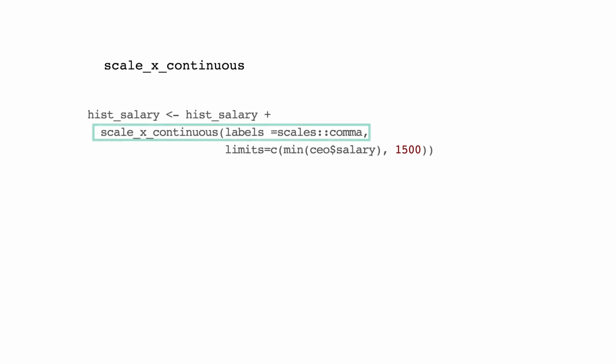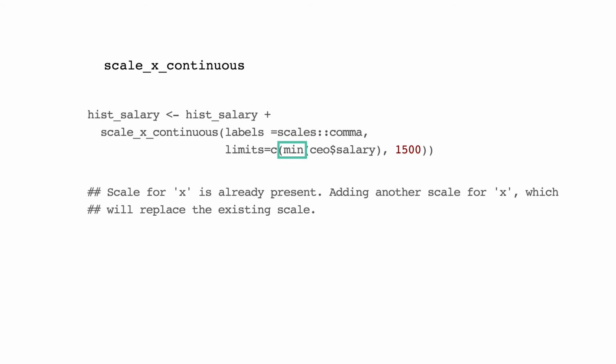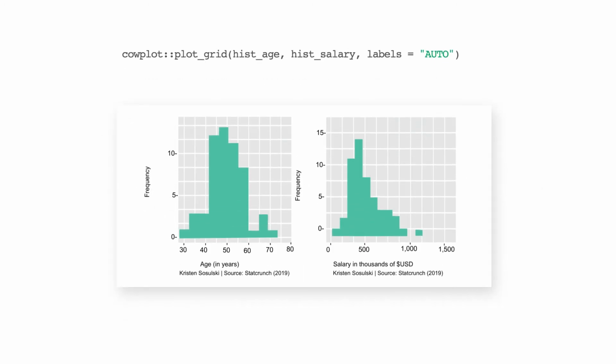Next, let's remedy cutoff values. You'll notice the x-axis is slightly cut off. A way to remedy this is to set the max value of the x-axis to be slightly higher using the limits parameter in the scale_x_continuous function. We need to set the minimum value and the maximum value. We'll use the min function to set the minimum, and then we'll set the max value to 1500. Now let's replot it. You can see the refined data presentation.